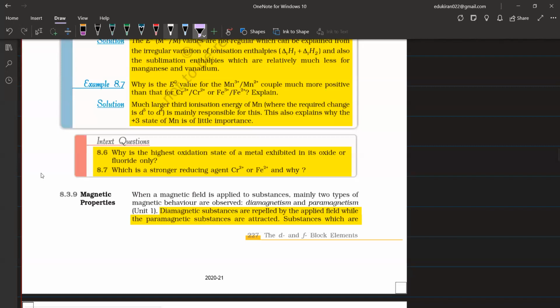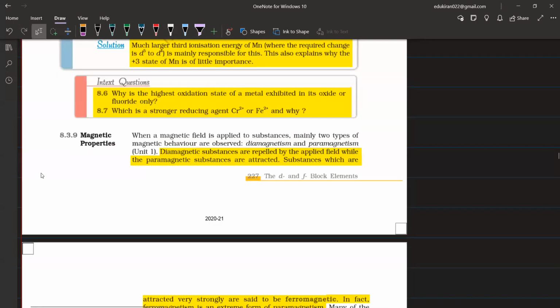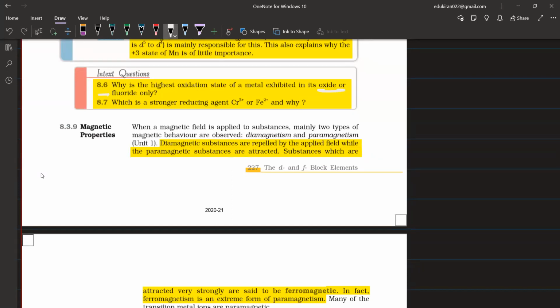Why is the highest oxidation state of a metal exhibited in its oxide or fluoride only? Because oxide and fluoride, both of them, stabilize the higher oxidation state because they are very electronegative. Both oxygen and fluorine are very electronegative. That is why they can stabilize the higher oxidation state of the metal atom. Then you will write that oxygen can furthermore form p-pi d-pi multiple bonds to stabilize the higher oxidation state. In this, you can do the question with the d5 configuration, very easy, okay: which is the stronger reducing agent.